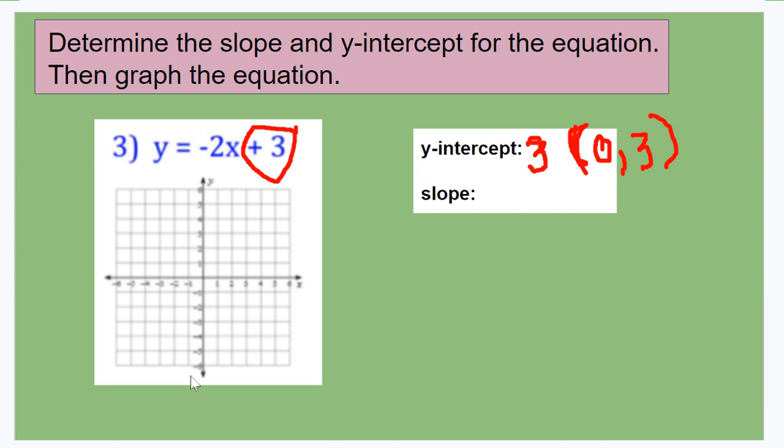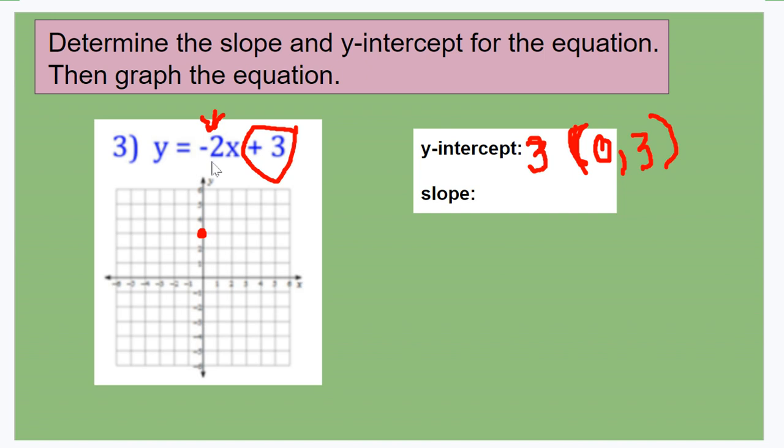So we're going to graph that first. Go up to (0, 0), and to go to (0, 3) would be up 3, and plot that point. Next, we want our slope, which is always the coefficient of x, meaning it's the number in front of x, and includes the sign. So in this case, it's negative 2.